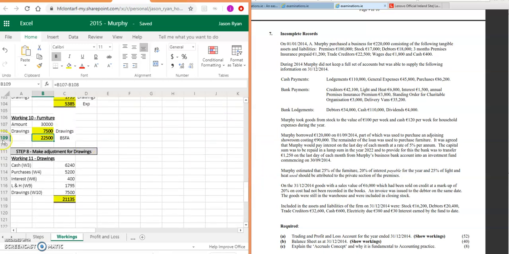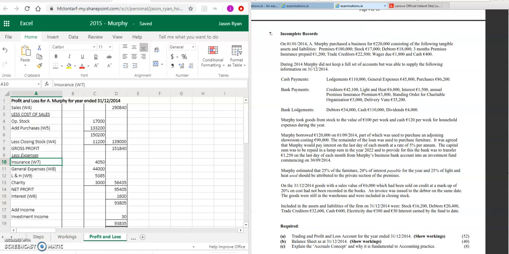And then just for yourself, your last step. There's a lot of drawings in this question. So just do one up for yourself for the drawings, just so you get one full figure for the drawings figure. So we had a part of your cash working 3. We had purchases, we had interest, light and heat, and drawings. All of them are taken from the different workings we had, but also from this working here as well. Okay, so now let's have a look at the profit and loss account for Ian Murphy for the year.